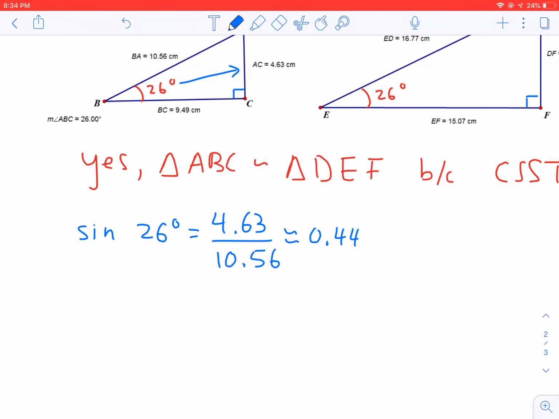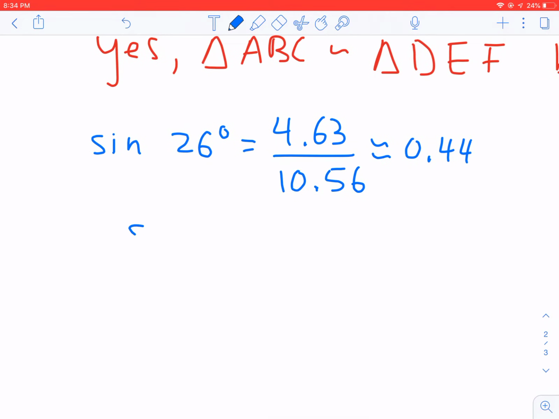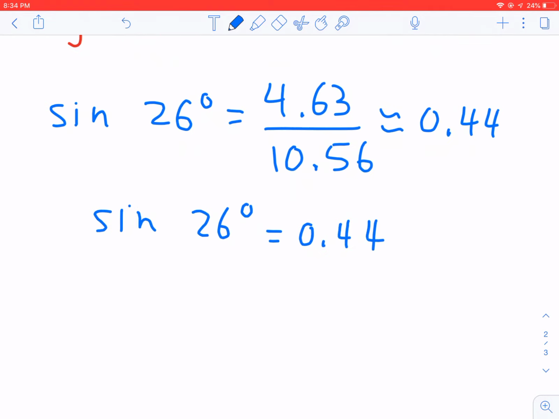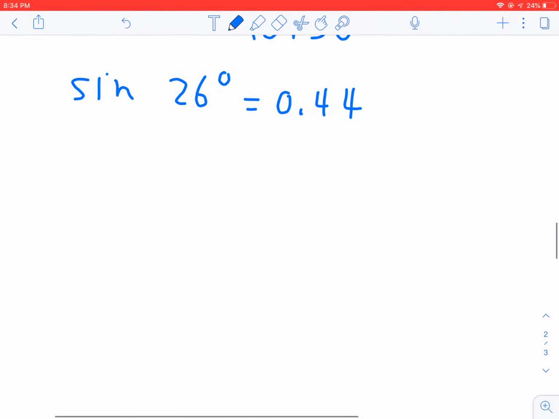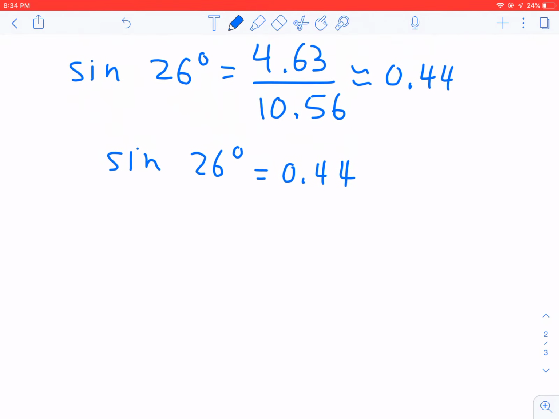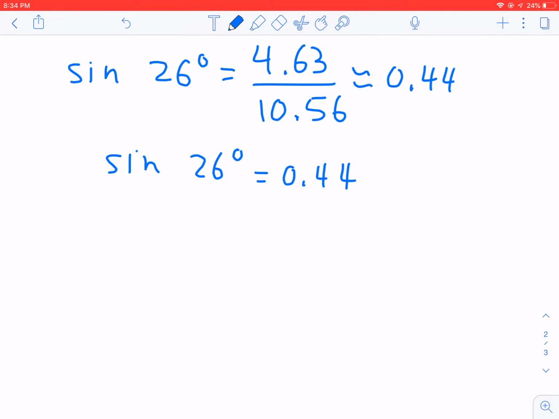All right? But if you type sine of 26 into your calculator, of course, you're also going to get 0.44. So, quick thing before using your calculators. Well, first of all, if you don't have a calculator, get it out. I will wait for you. On your calculator, to get your trig functions, that's going to be next to the number 7. It says the word trig on it.